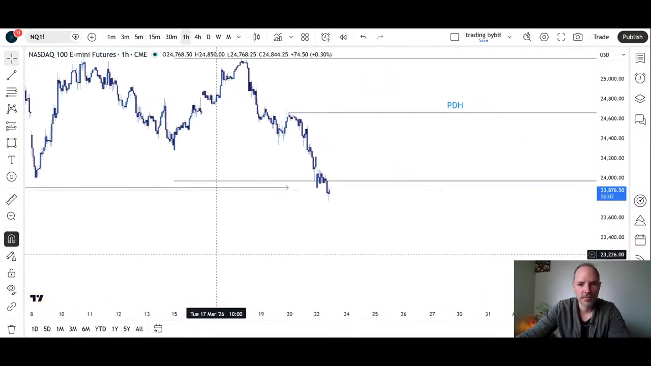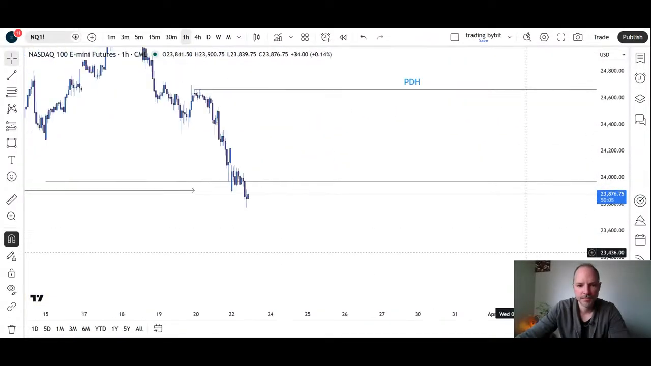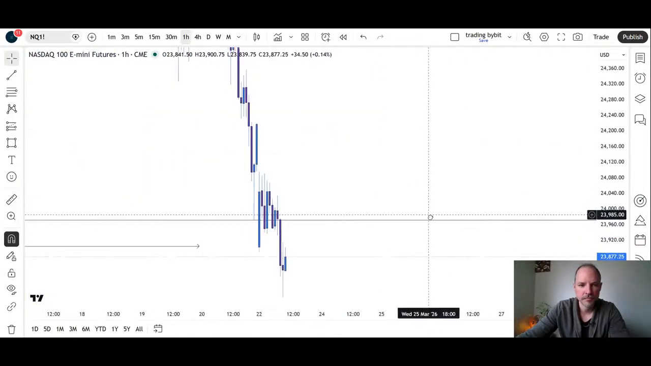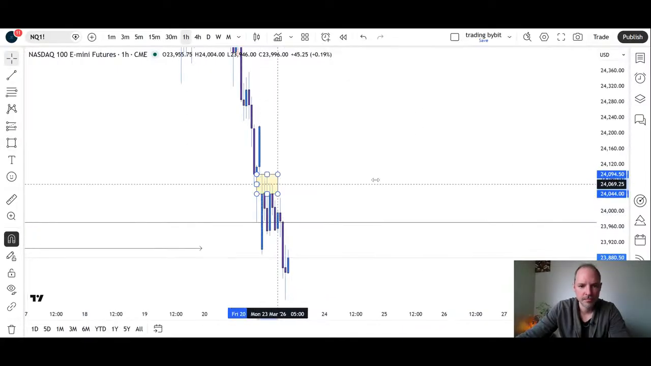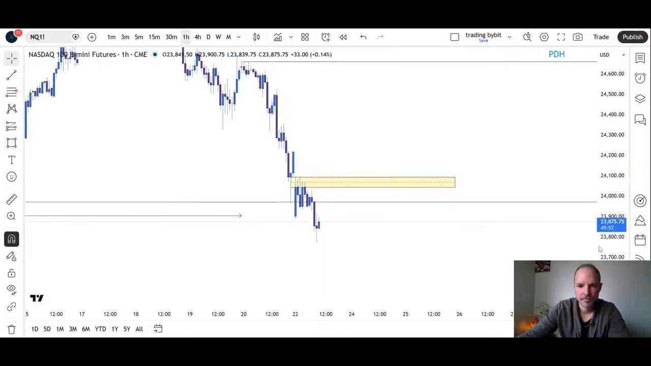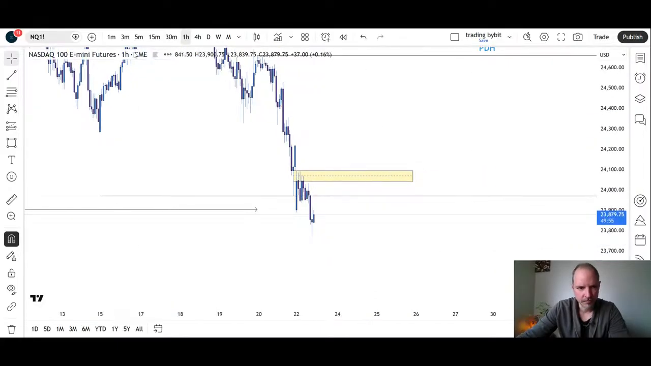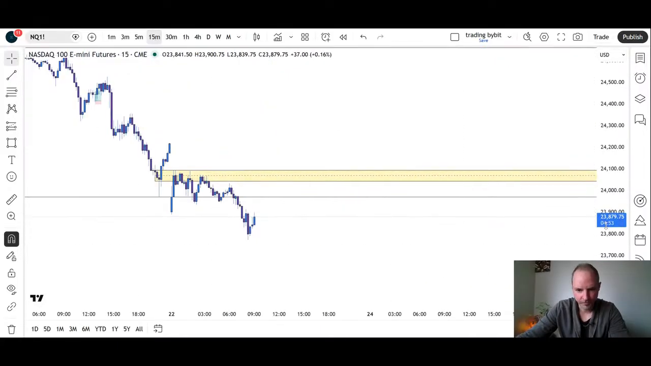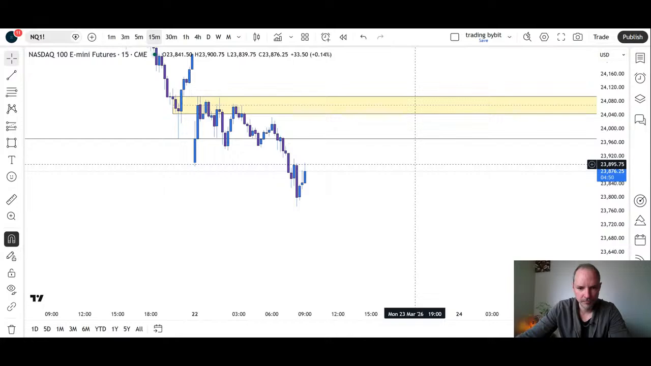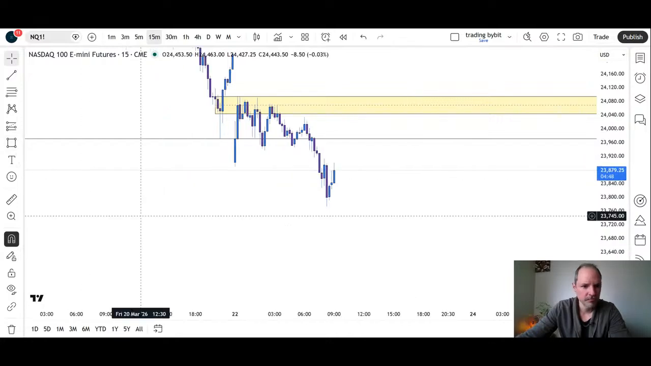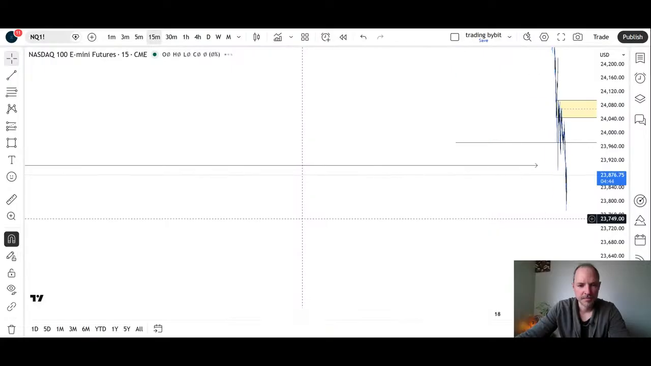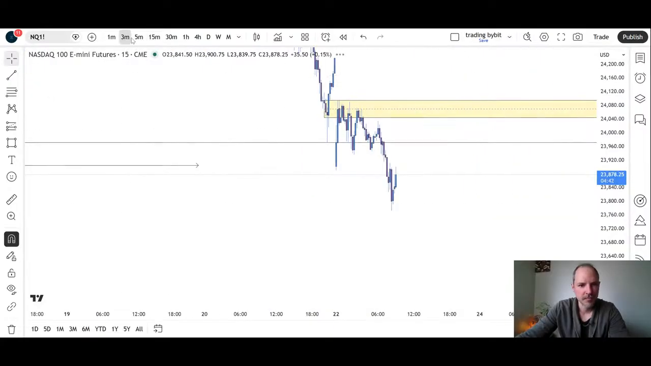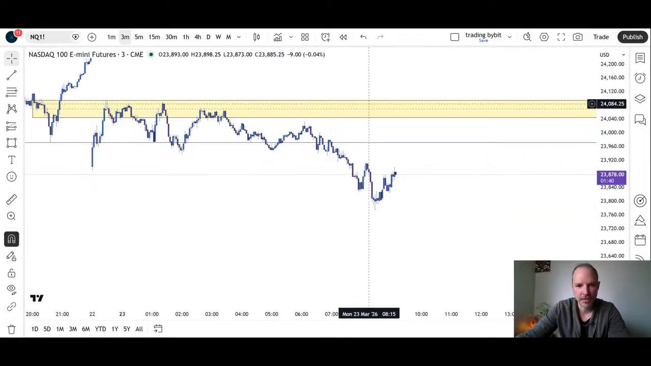So if we zoom out, we go to an hourly. So this is our open. If we get a 15-minute shift, I would love to long off of this back to those opening levels.